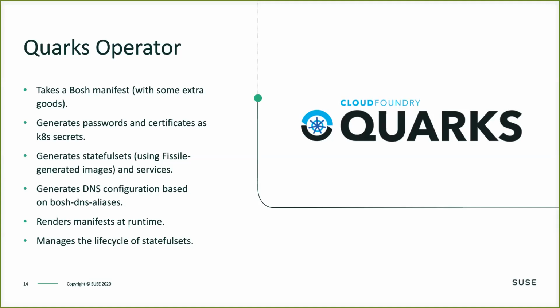So Quarks operator generates stateful sets and services for us based on the BOSH manifest that we give it. It also has a very important piece that reduces a lot of configuration that we have to do on KubeCF, which is generating DNS configuration based on BOSH DNS aliases. So if something wants to talk to NATS, it can reach the internal alias that is defined on the CF deployment manifest. Quarks operator generates that for us as well. Then it renders manifests at runtime by creating init containers for those stateful sets. One of the init containers renders the job templates with the secrets that it pulls from Kubernetes, generated from passwords and certificates.